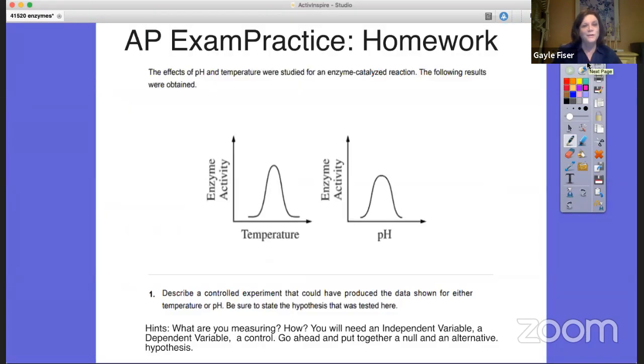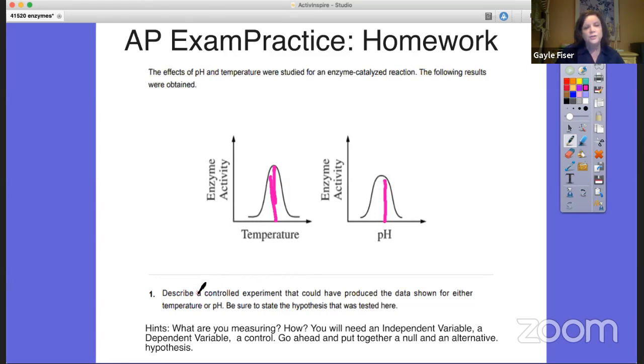Okay, so your homework tonight, there's two graphs involved in this. The effects of pH and temperature were studied for an enzyme-catalyzed reaction. The following results were obtained. So we have enzyme activity and temperature. It looks like we have an optimal temperature, a crooked line, and enzyme activity and an optimal pH.